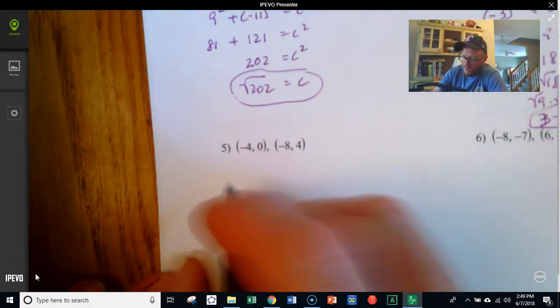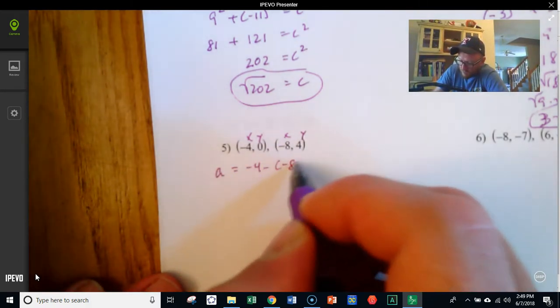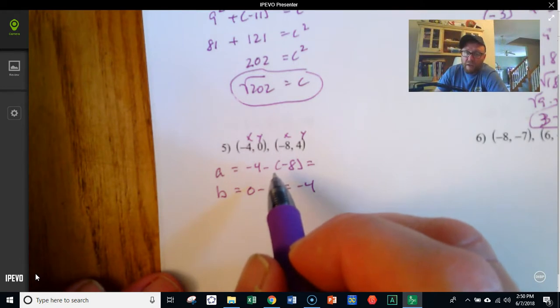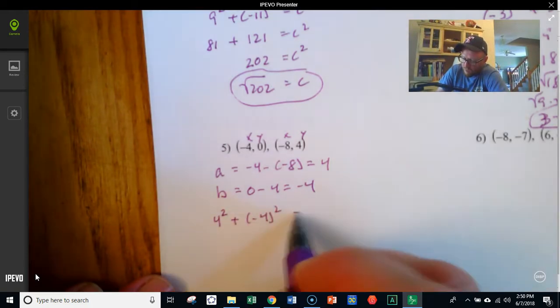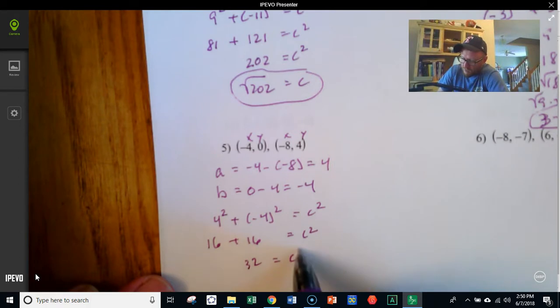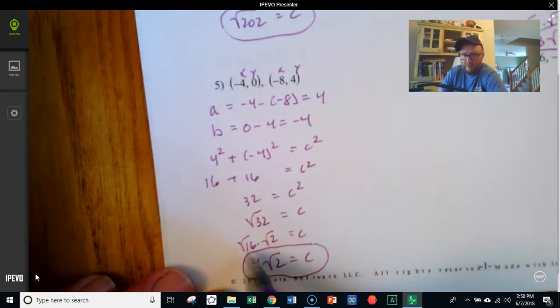Alright, next up we have x, y, x, y. A equals negative 4 minus negative 8. B equals 0 minus 4. That's a negative 4. Negative 4 minus a negative 8 is a positive 4. So I have 4 squared plus negative 4 squared equals c squared. That's 16 plus 16, c squared. 32 equals c squared. Square root of 32 is c. And 32 is 16 times 2, which is 4 times the square root of 2. Because you can break 32 down into 16 times 2. So the square root of 32 is the square root of 16 times the square root of 2. And the square root of 16 is just 4.